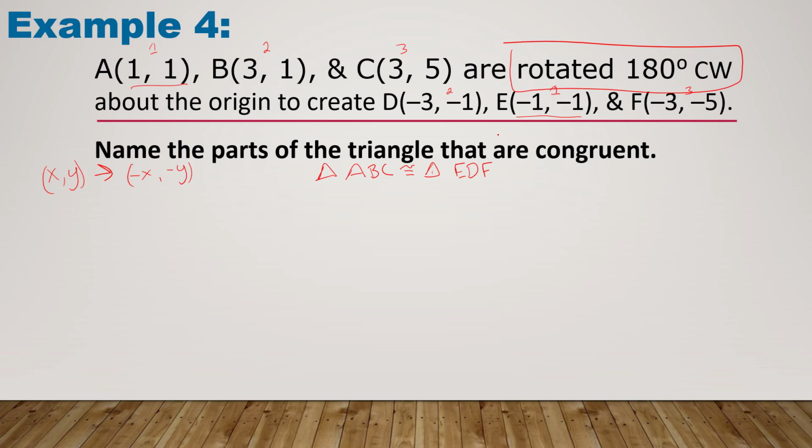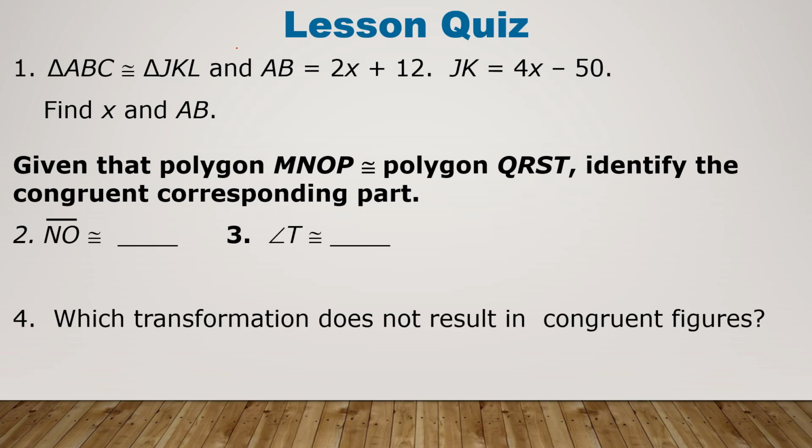One more thing before we want to name the parts that are congruent. We already named the angles. You can go on to name the sides. So AB would be congruent with ED. BC would be congruent with DF. And AC would be congruent with EF. Quick quiz. Again, pause the video, and then come back and check your work.